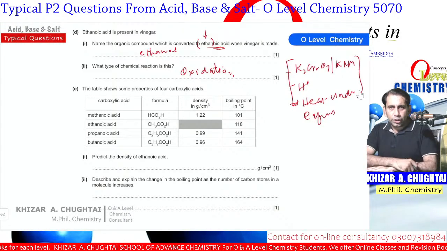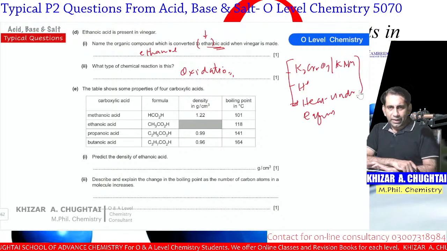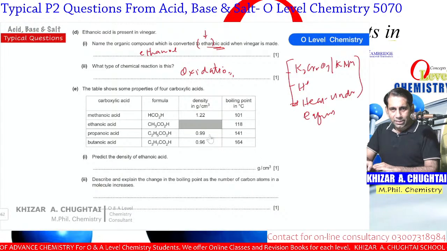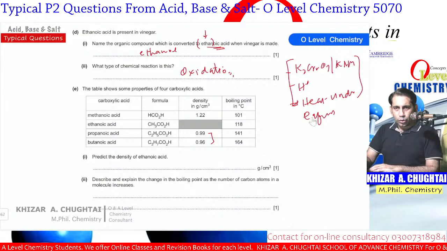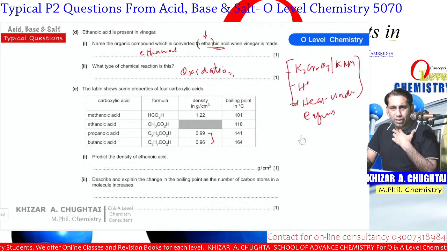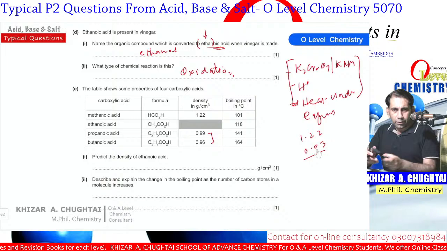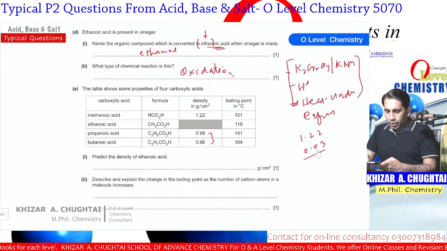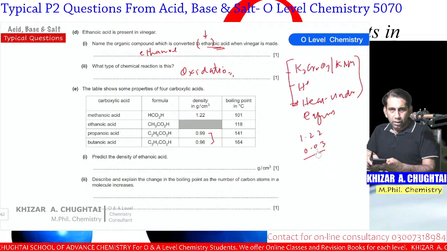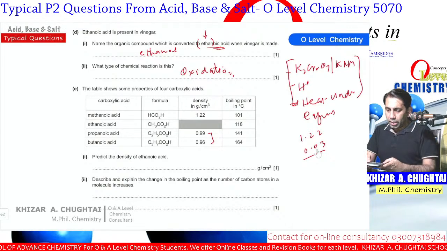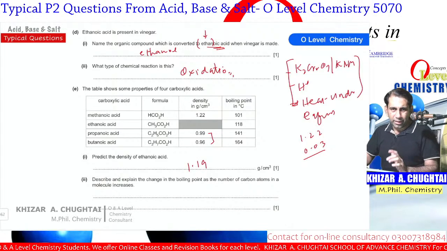The next one is, the table shows some properties of the four carboxylic acids. Predict the density of ethanoic acid. This is a trend, you can say the density is going to decrease. What is the difference between these two? That is 0.03, I think. So I'm going to follow the similar pattern: 1.22 minus 0.03. What will be the answer if I'm not wrong? Yes, 0.03, and the answer is 1.19. So it may be 1.19 and so on.